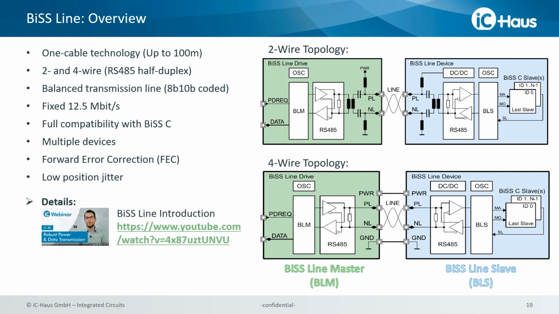I will not go further into detail of the BiSS Line communication. So if you're interested in another introduction to BiSS Line with more details, then please take a look at our webinar, which is also available on YouTube. For today, it is sufficient to understand that BiSS Line is actually BiSS C, but requires fewer wires and increases the data availability by simply using the forward error correction.